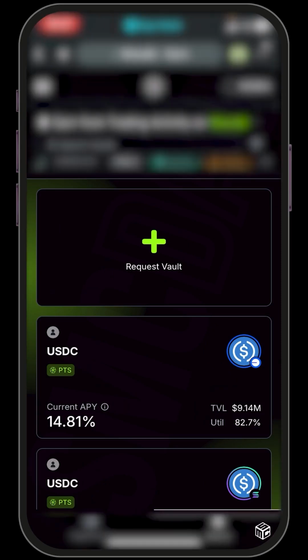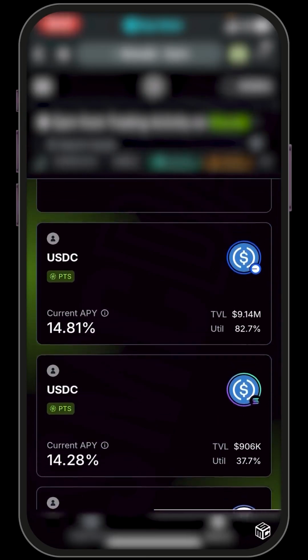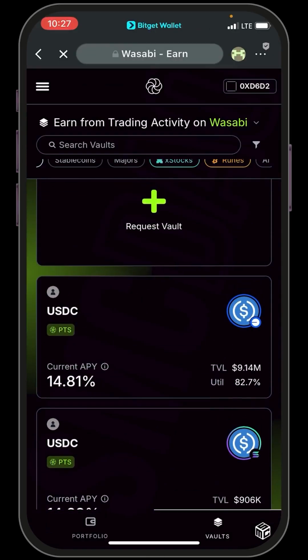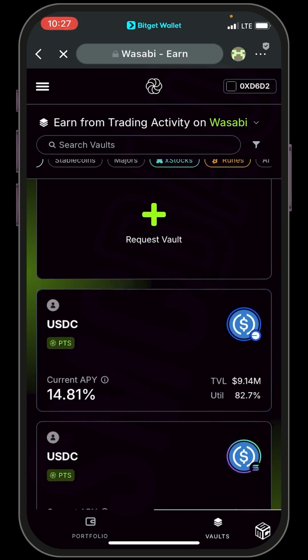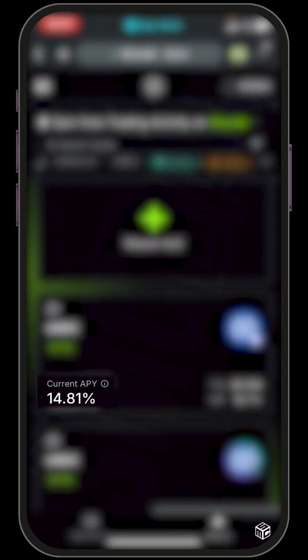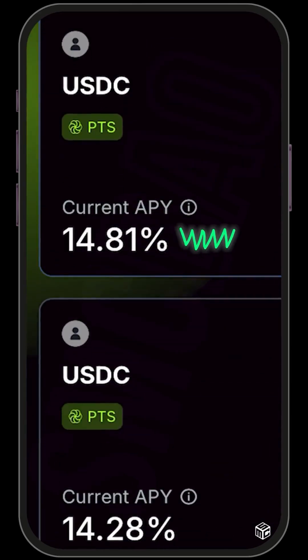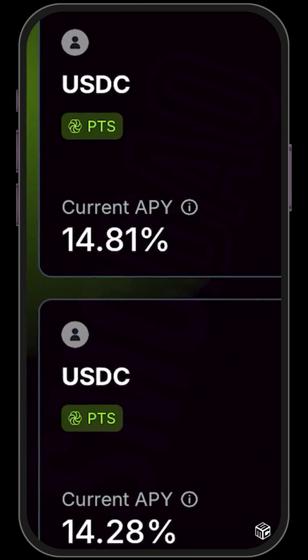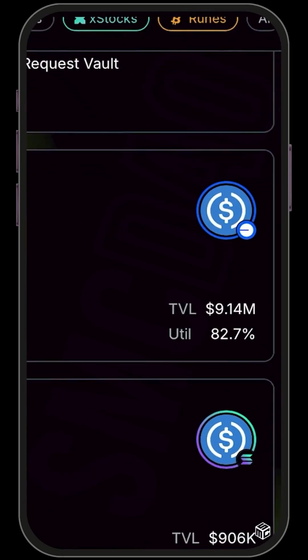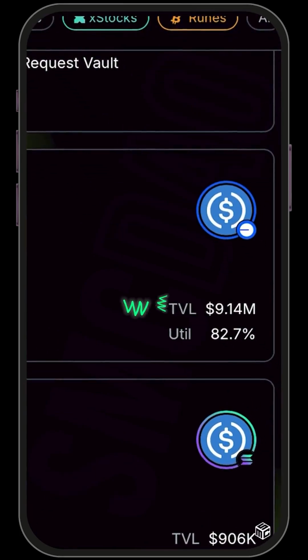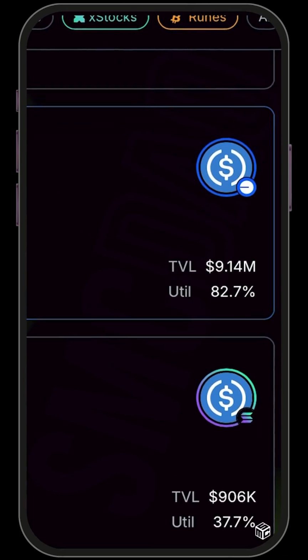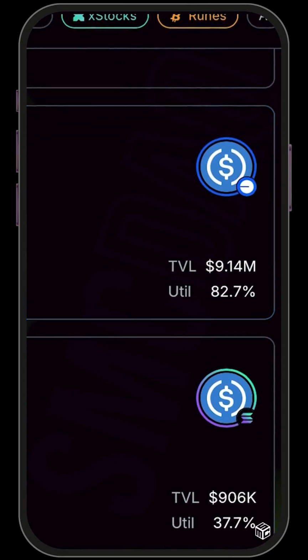The first vault is USDC Vaults. In case you don't know what a vault is, they are special places in the protocol where you keep your assets. So this particular vault has an annual percentage yield, which is the APY, of 14.81%, with a TVL, total value locked, of 9.14 million. That is the amount of money or assets users have deposited into this vault.